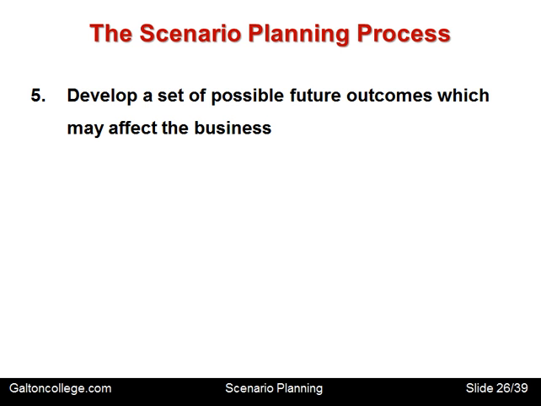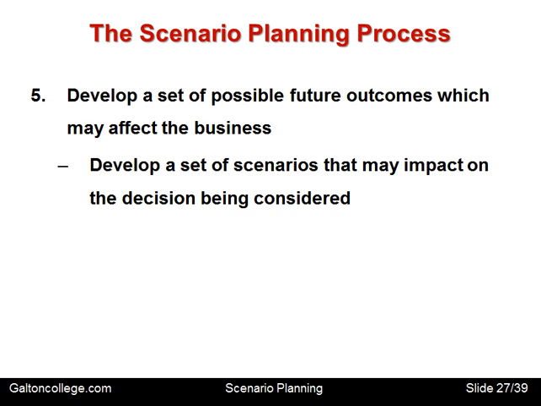Develop a set of possible future outcomes which may affect the business. Look at the business in the context of all that's happening around it and try to develop a set of outcomes. Try to gauge what future outcomes are possible, and how these outcomes will affect the business. Develop a set of scenarios that may impact on the decision being considered.